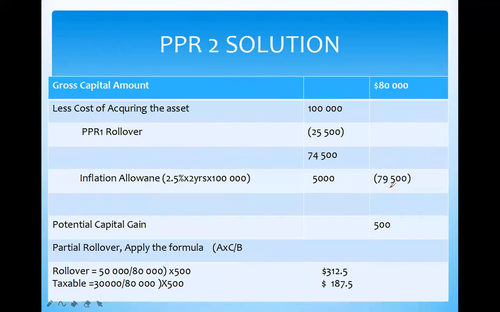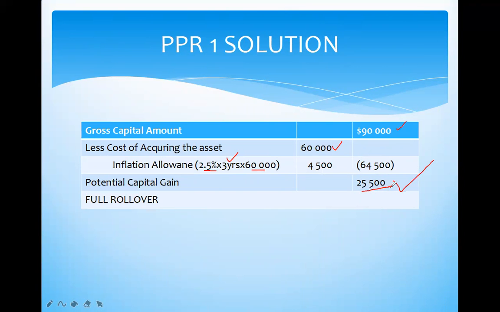Okay, but the question is, how do we compute the potential gain or the rollover amount when PPR2 is then sold? Okay, PPR2, let me just go back to see the principal private residence.